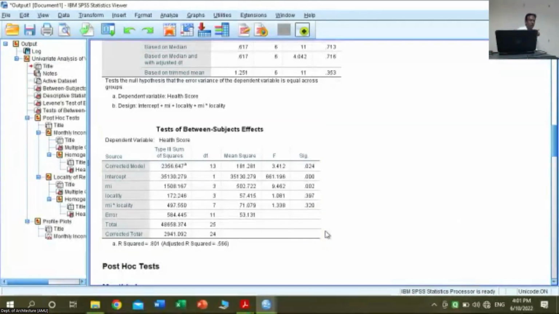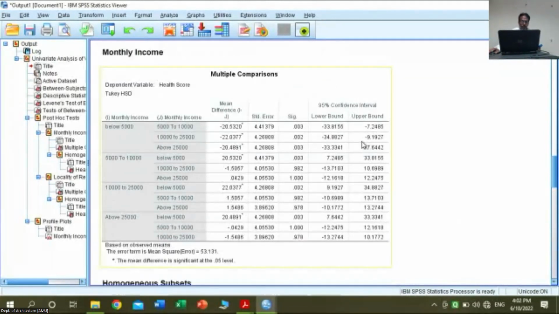H naught, I stated, is that there is no interaction effect, there is no mix effect, so under H naught this will be accepted, there is no mix effect. So there is a significant difference only due to monthly income, but not due to locality and interaction effect. So the other tables can be interpreted like this.